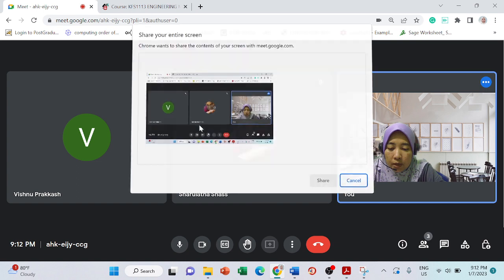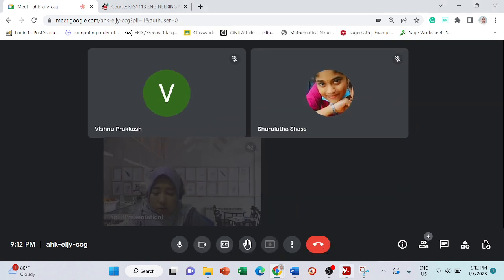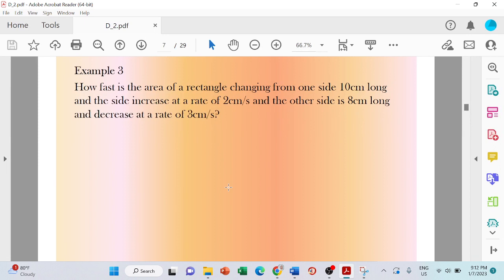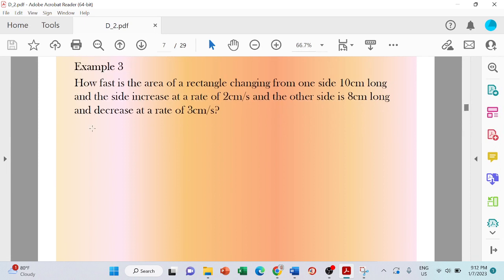Okay, we see another example, but this is related to your engineering field, yeah. Okay, example 3. How fast is the area of rectangle changing from one side 10 centimeter long and the side increase at a rate of 2 centimeter per second, and the other side is 8 centimeter long and decrease at a rate of 3 centimeter per second.